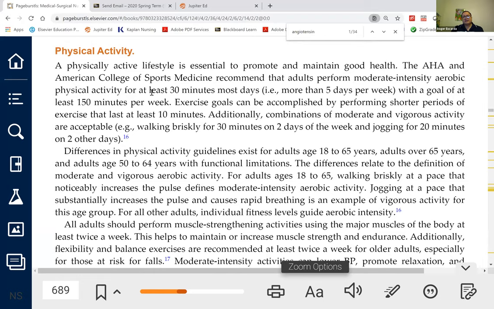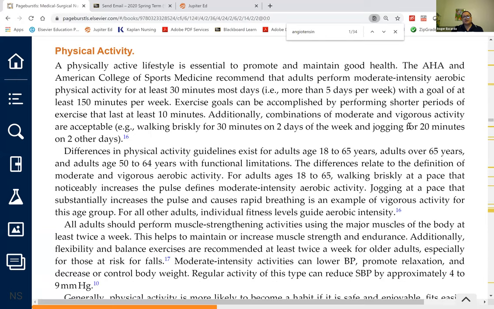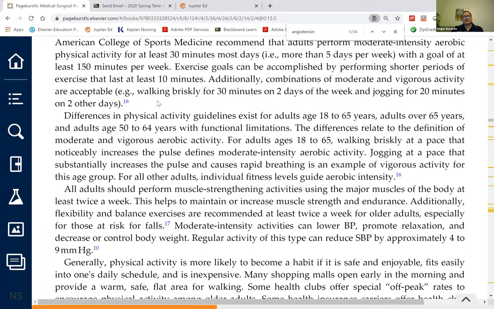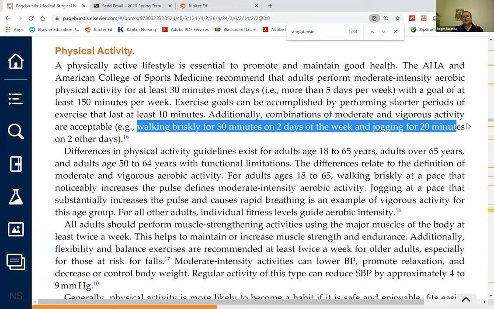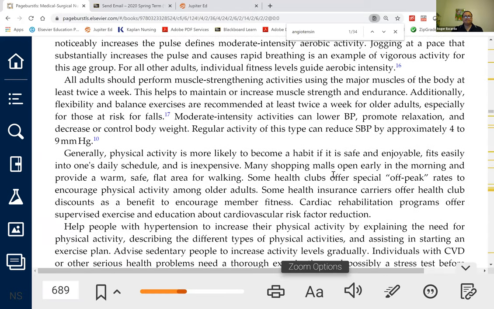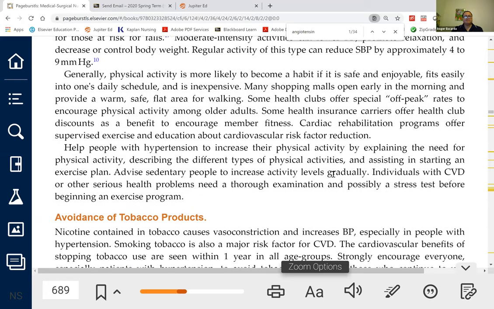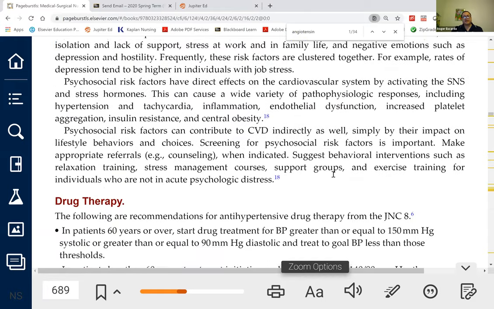Physical activity, they also specified it, at least 30 minutes for about 5 days a week. And these are other examples, brisk walking for 30 minutes, 2 days, or jogging 20 minutes on 2 other days. Okay, tobacco. Okay, let's go to drugs now.